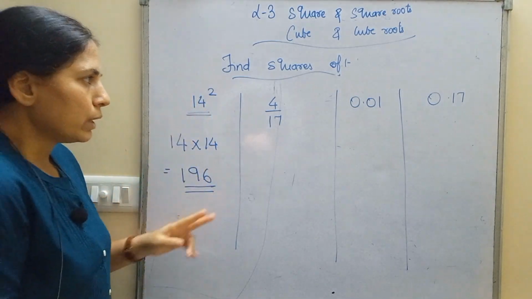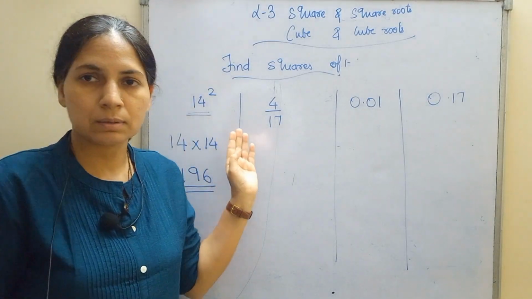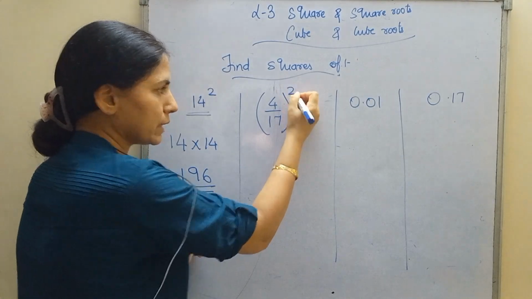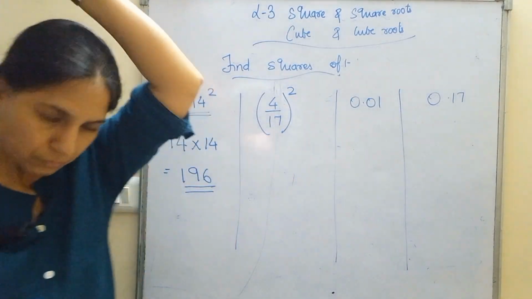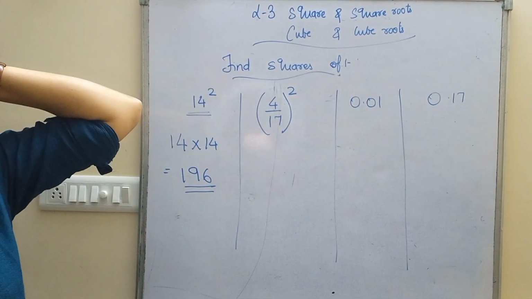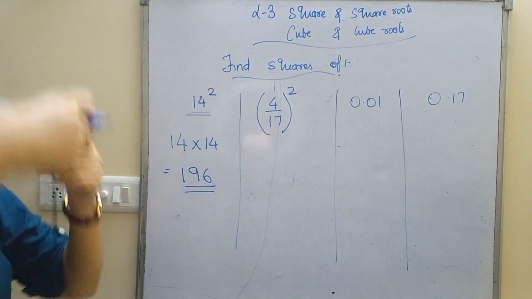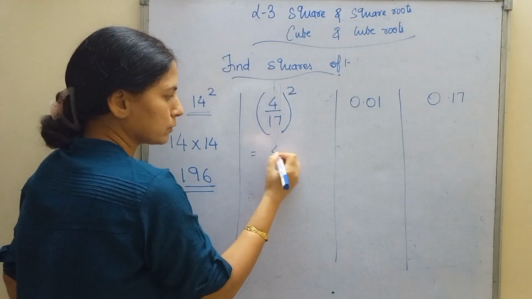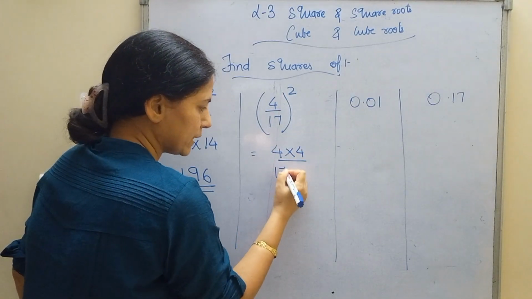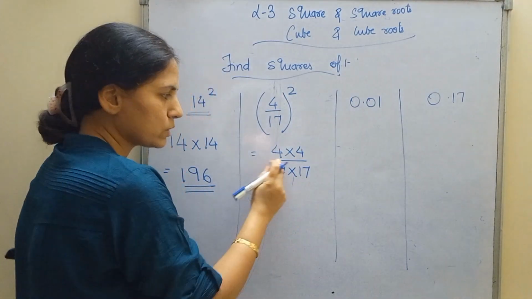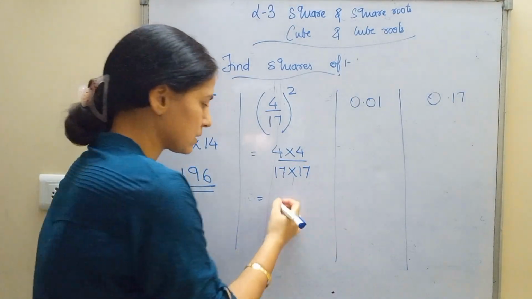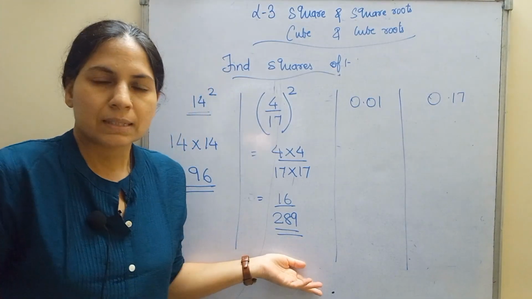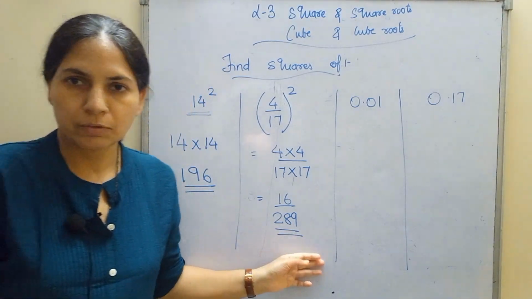Okay. Now, sometimes these square sums, they will ask you in the form of a fraction. Find the square of 4 upon 17. What you have to do is square of 4 upon square of 17. Okay. So what is square of 4? 4 into 4 upon 17 into 17. 4 4s are 16. What is 17 into 17? 289. That's it. This can't be reduced further. So this is the final answer.